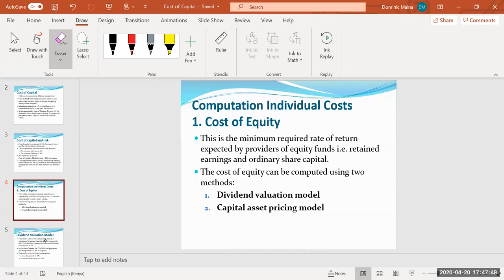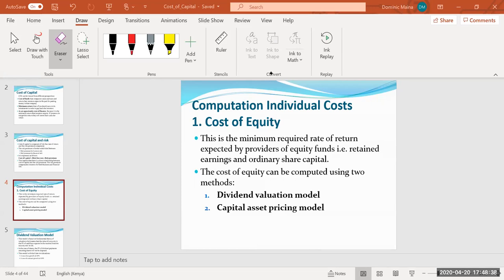Generally, when it comes to assessing the cost of capital, or the cost of equity, we are going to be using two models. These two models help us assess how much return the equity capital providers receive for investing in a company. The first is called the dividend valuation model, and the second is the capital asset pricing model, or simply CAPM. Those are the two models that will assist us in assessing how much it costs a company to use equity capital.